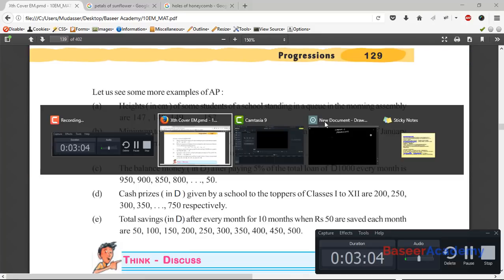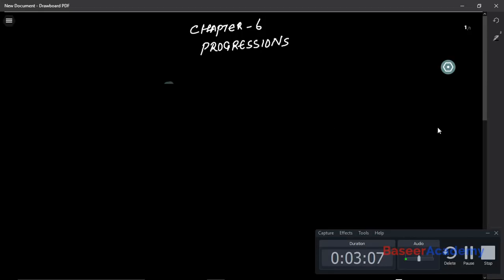Let me write down a case here. Let's say I write down here 3, 6, 9, 12. So this again is a list of numbers. I can clearly see that if I add 3 to the first number, 3 plus 3 becomes 6. And if I add 3 again to the second number, 6 plus 3 becomes 9. And if I add 3 again to the third number, 9 plus 3 becomes 12. So every time I add a fixed number to the previous number, I get the next term. Such a list is known as arithmetic progression.